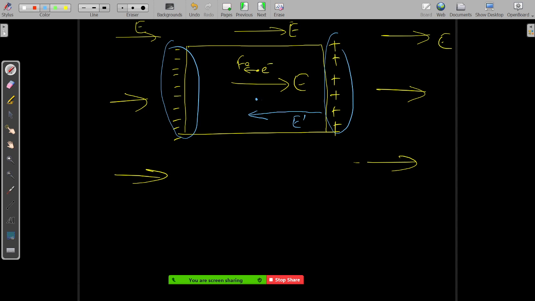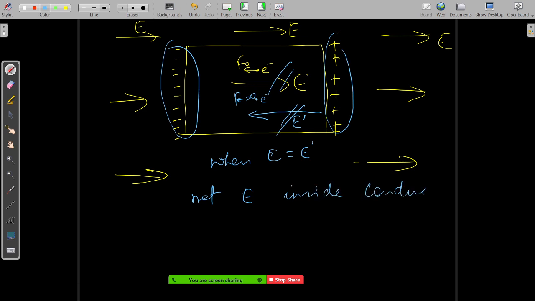That means the force on the electron becomes zero. And how will that force become zero? When this E and this E dash cancel out. Understood? So when E becomes equal to E dash, the electric field basically inside the conductor becomes zero. So the net electric field inside the conductor becomes zero. You have to remember that inside a conductor there cannot be any electric field.